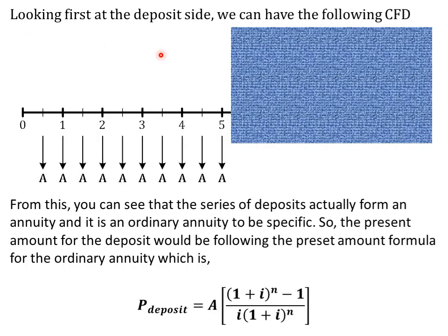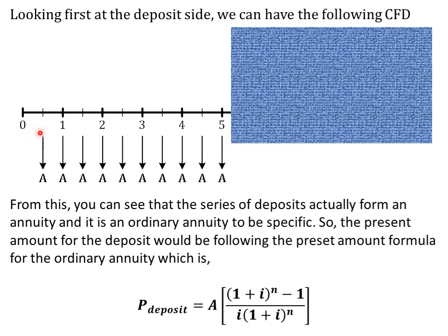Okay, looking first at the deposit side, we can have the following CFD. So, let us not look at the withdrawals yet. We are only on the deposit. So, if you look at the deposits, from this you can see that the series of deposits actually forms an annuity. Right? Equal payments at equal periods of time. So this is an annuity, and it is an ordinary annuity to be specific.